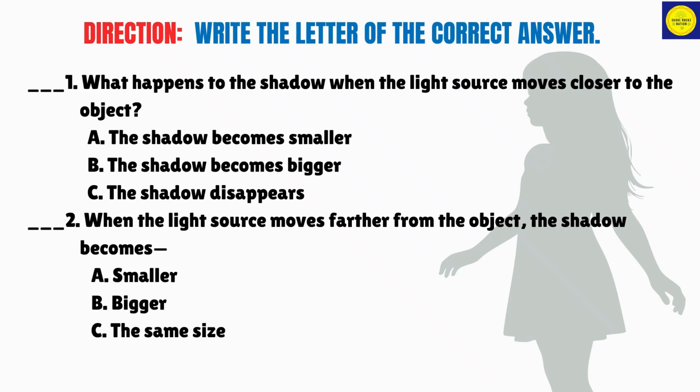Write the letter of the correct answer. 1. What happens to the shadow when the light source moves closer to the object? A. The shadow becomes smaller. B. The shadow becomes bigger. C. The shadow disappears. 2. When the light source moves farther from the object, the shadow becomes A. Smaller, B. Bigger, C. The same size.